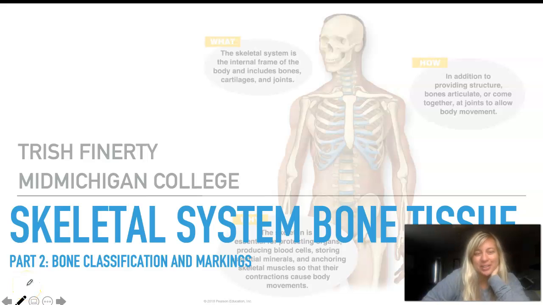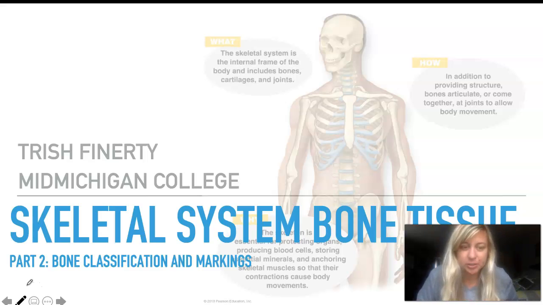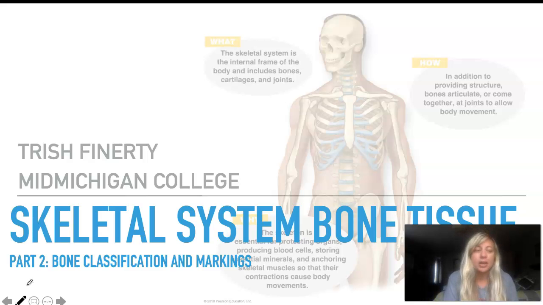Hi, today we're going to look at the second part of the bone tissue lectures, and we'll be looking at how bones are classified and bone markings. Bones are classified by their shape, so we're going to take a look at shape classifications. Another way to classify bones is how they formed, so their embryonic development puts them into different categories. Also, how much spongy bone they have versus the compact bone that we looked at in the first mini lecture.